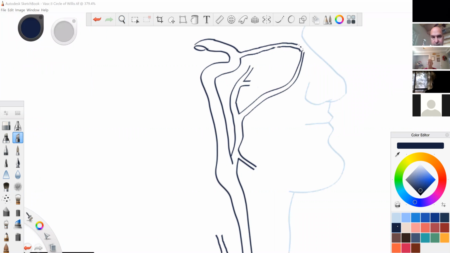Now let me label a couple of things. Of course, this is ICA, oops, ECA, siphon. Oof, that's totally unreadable, but that says siphon. And from this point of view, it's very hard to draw the circle, but the circle of Willis is kind of more or less in that plane of existence. That's why I say this isn't like flat standing up. The circle lays down underneath the brain.